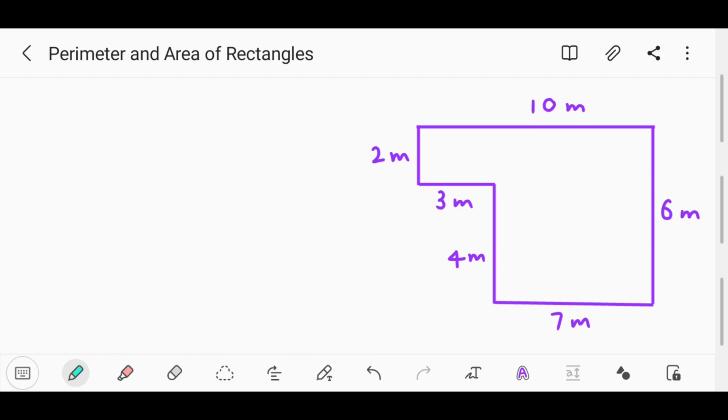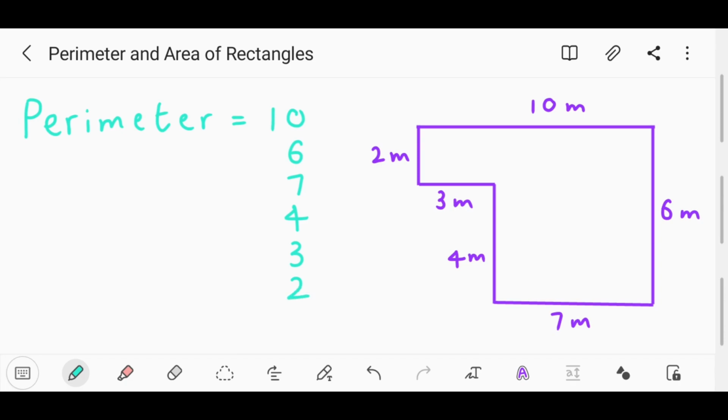Finding the perimeter of this shape is very simple. Since the perimeter is the outline of a shape, all we need to do is add up all the sides that make up this shape. So that'll be 10 meters plus 6 meters plus 7 meters plus 4 meters plus 3 meters plus 2 meters.